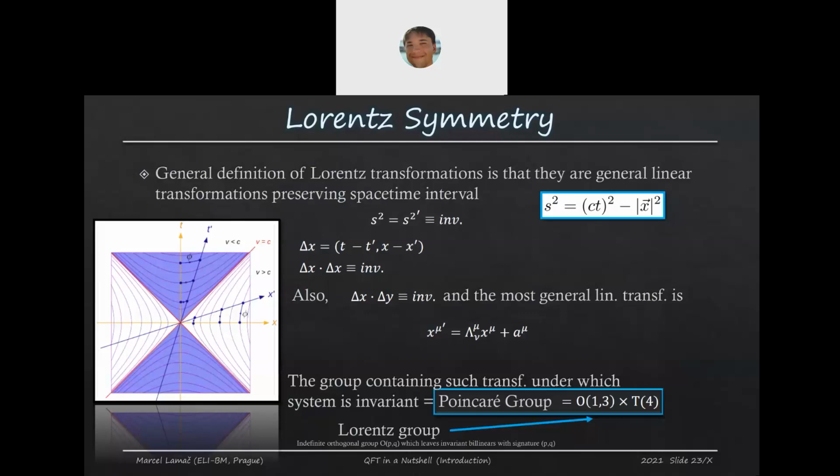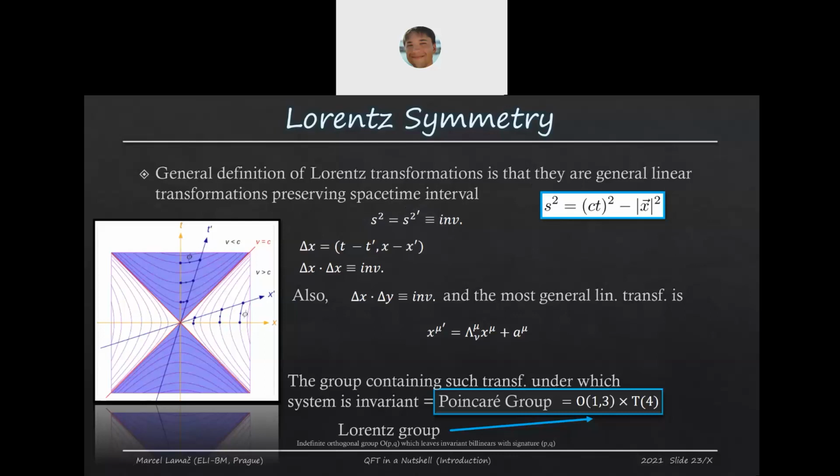The Lorentz transformations are defined such that they are the general linear transformations that preserve the space-time interval. Well, what is the space-time interval? That is simply the square of the four-position. As you can see in the blue box over here, the definition of any Lorentz transformation is such that if we transform into some new coordinates, then the square, the space-time interval, is the same as in the old coordinates, or we say that this quantity is invariant.